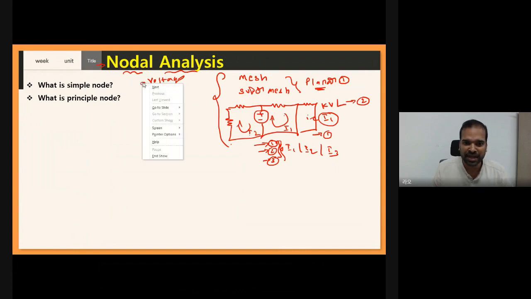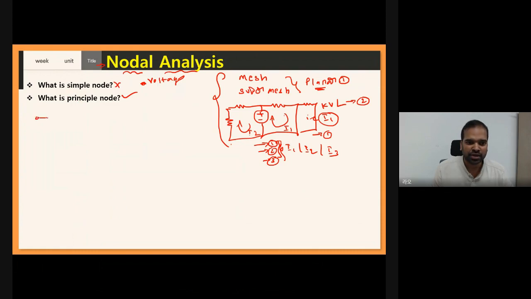Now coming to nodal analysis, first you need to understand what a node is. A node is nothing but a point, like this. The node can be classified into two types. One is a simple node, another one is a principal node. In nodal analysis, we don't use a simple node, we will use a principal node. Now you need to understand the difference between these two.